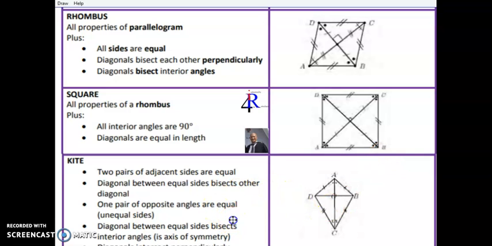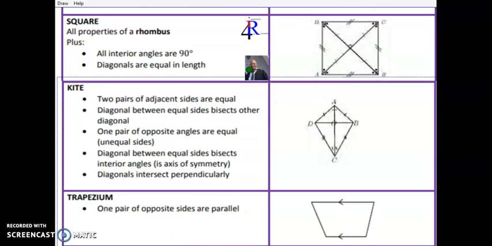Now it brings me to the properties of a kite. Two pairs of adjacent sides, that one as well as this pair of adjacent sides, are equal. Now the diagonal between the two adjacent sides, this one, bisects the other diagonal. Also, the diagonals meet at 90 degrees.